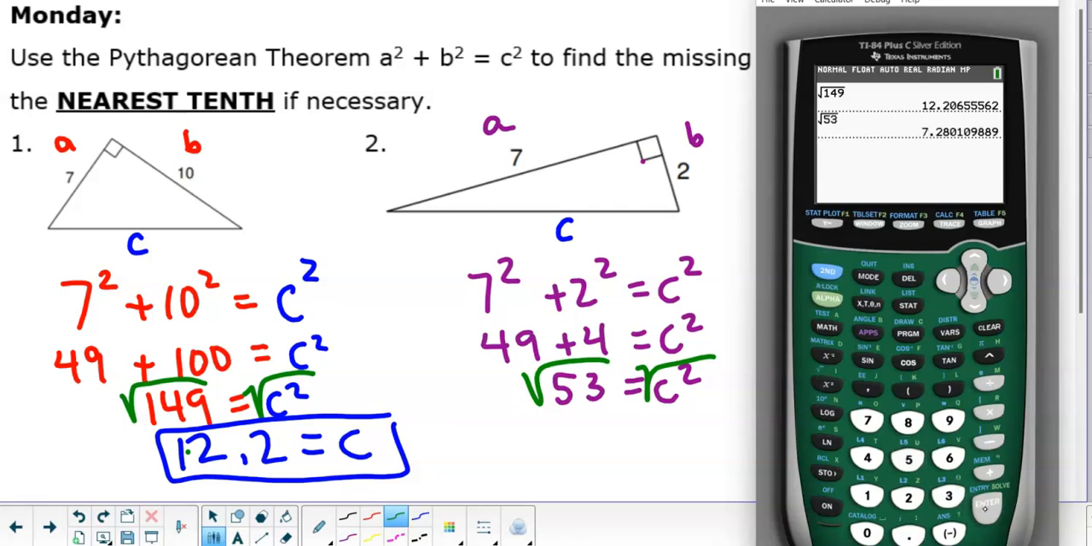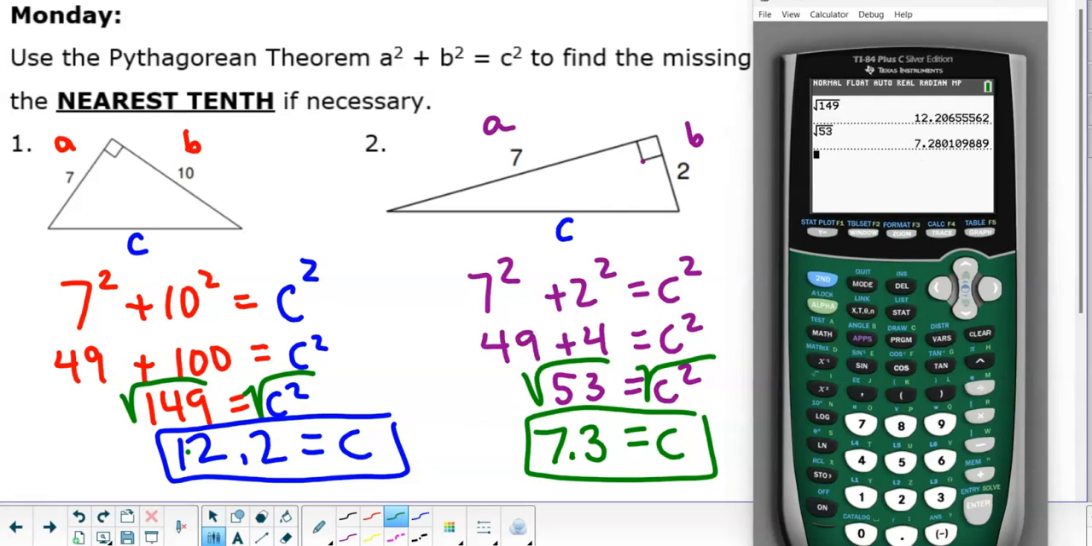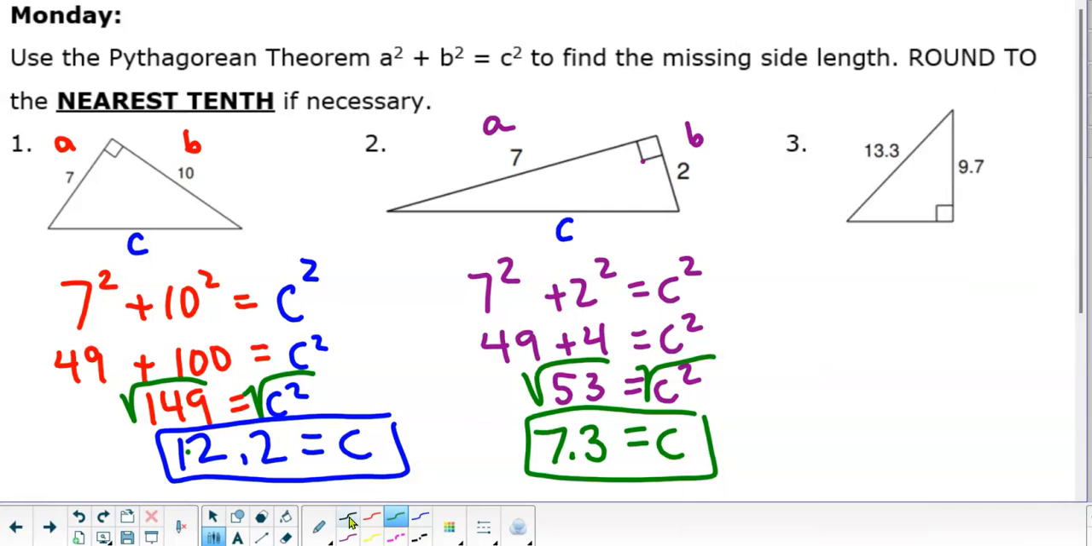Rounding to the nearest tenth, this time, is going to be 7.3, because the 8 after the number 2 rounds it up. This last question is a bit different. When I label my legs, those are the 2 sides that make the 90-degree mark.